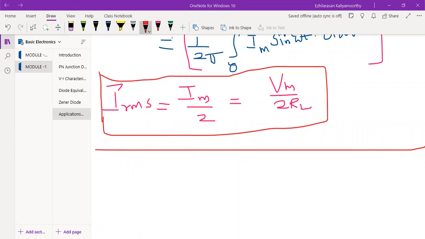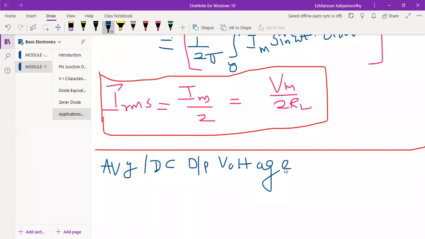Next, let us calculate the average DC output voltage. That is average DC voltage, or DC output voltage, which is nothing but VDC. So now we are going to calculate VDC.